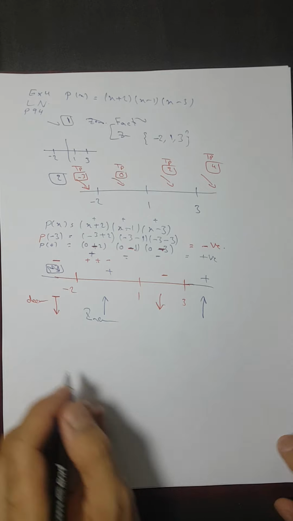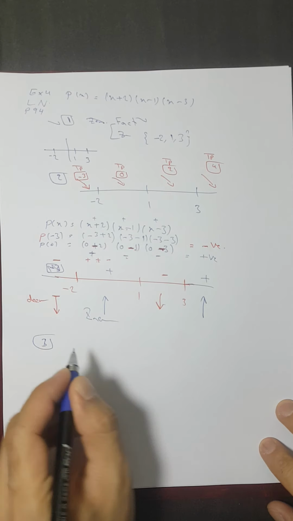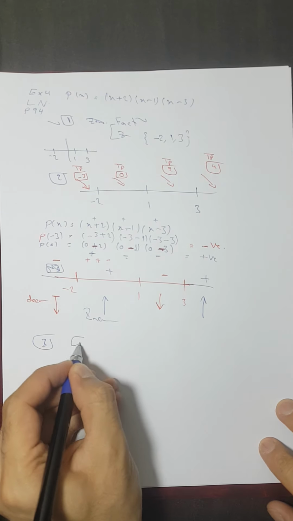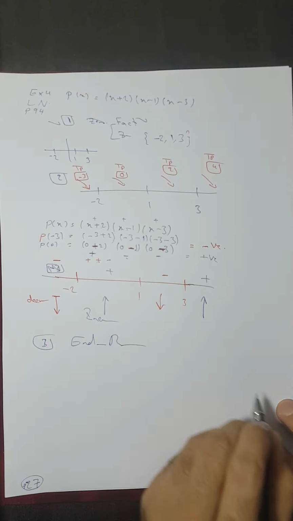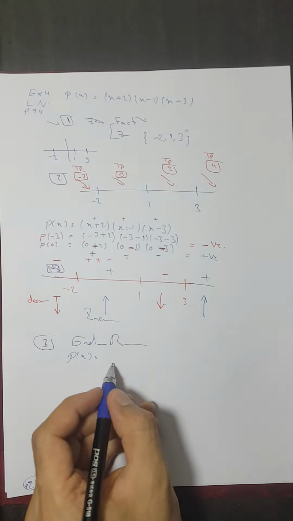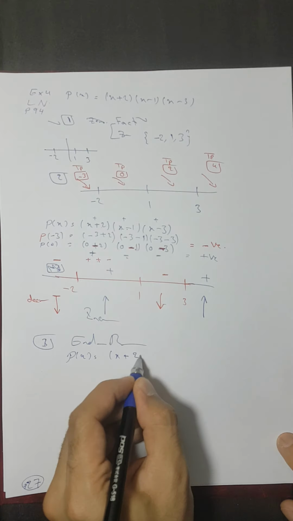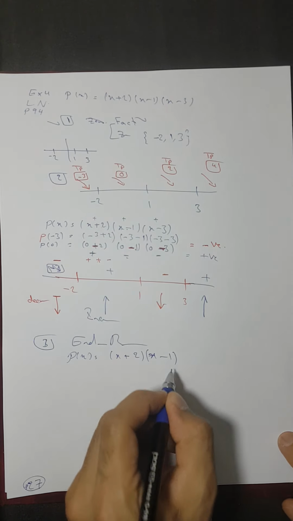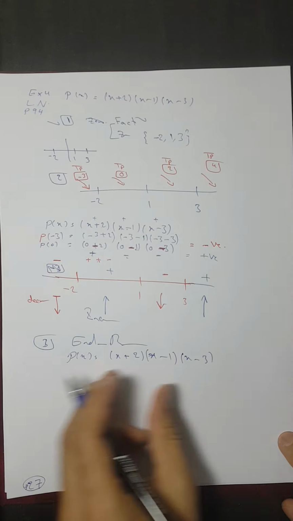And the third one is what? The third one is end behaviors. In the end behaviors, we need the leading term. Where is our leading term? (x plus 2)(x minus 1)(x minus 3). We should multiply this out.